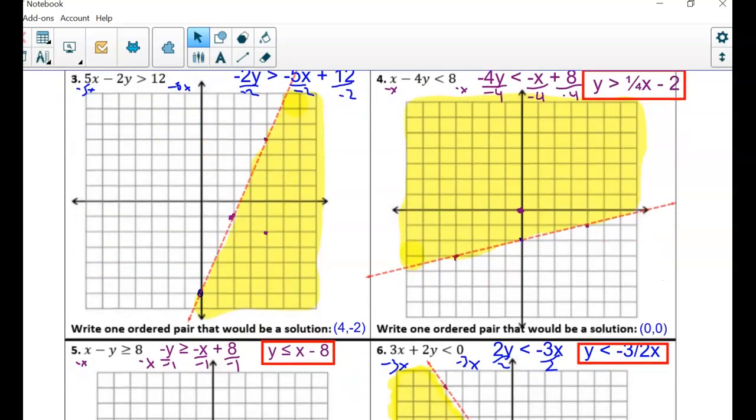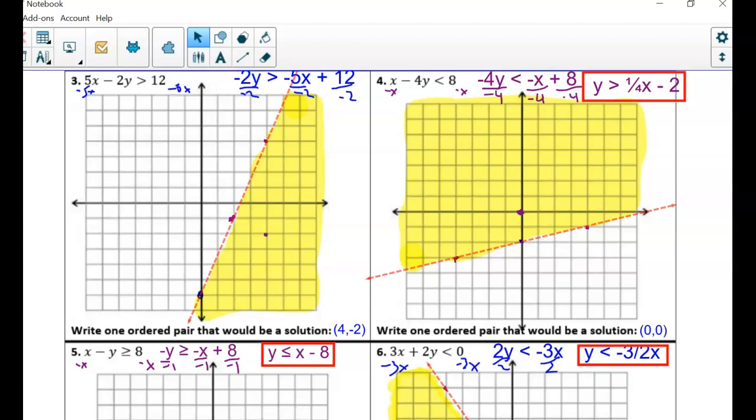Number 4, you needed to solve the inequality first. You would get y is greater than 1/4 x minus 2. Graph that slope and y-intercept. You would have a dashed line shaded above. You can pick any ordered pair that you want. It doesn't have to be mine, but 0, 0 would be a solution. Questions on that one? Why do we have to find an ordered pair? Just so that you know that anything in this shaded area would be a solution.